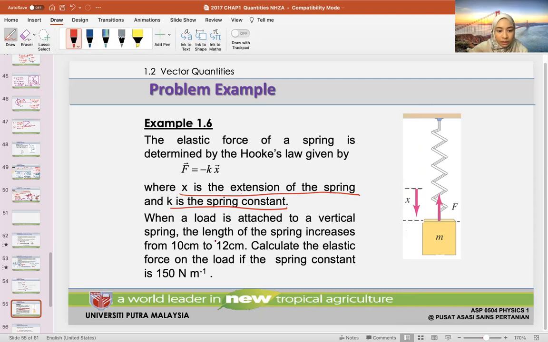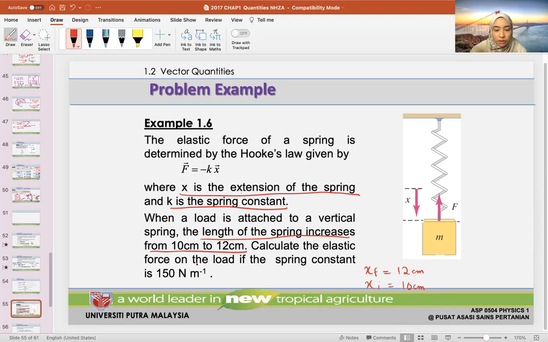So, the length of the spring increases from 10 to 12. The length increases from 10 to 12. So, X, this is the final length, which is 12 centimeter. The initial length is 10. So these are the info that we have.